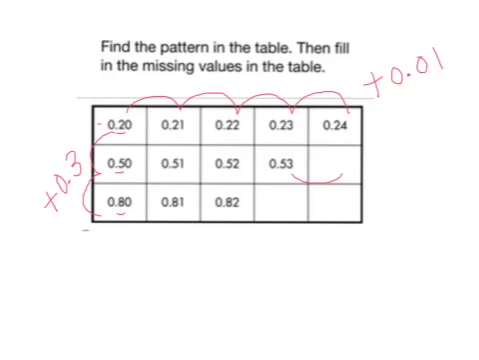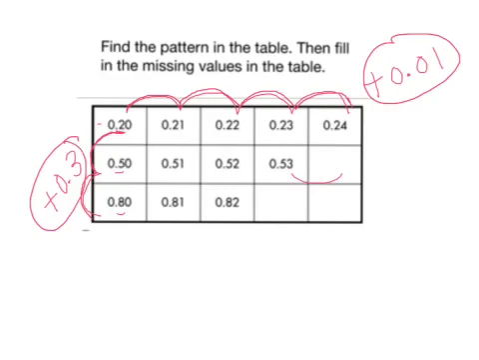Okay, after examining this chart and trying to find the pattern, I noticed that looking at the hundredths place, there was an increase by 1/100th going across, with the tenths place remaining the same. Now when looking this way at the tenths place going down a row, I noticed that it was increasing by 3/10 each time, and that the hundredths place was remaining the same.